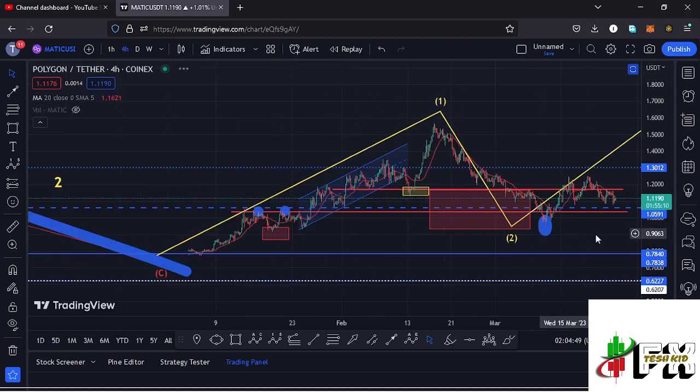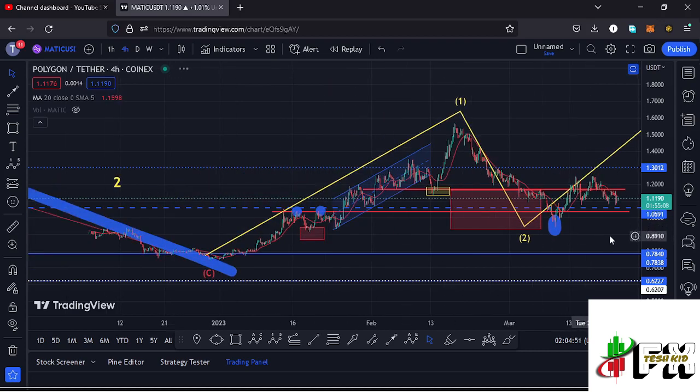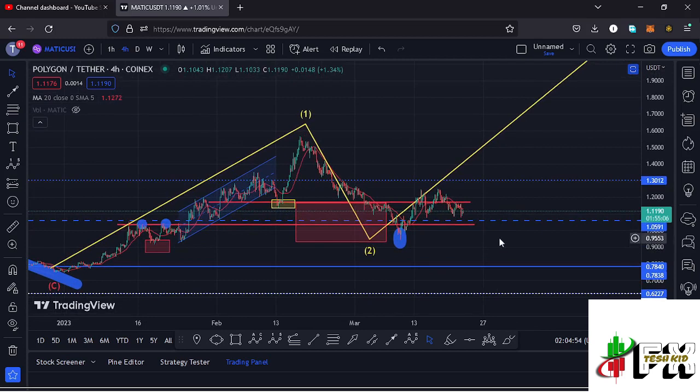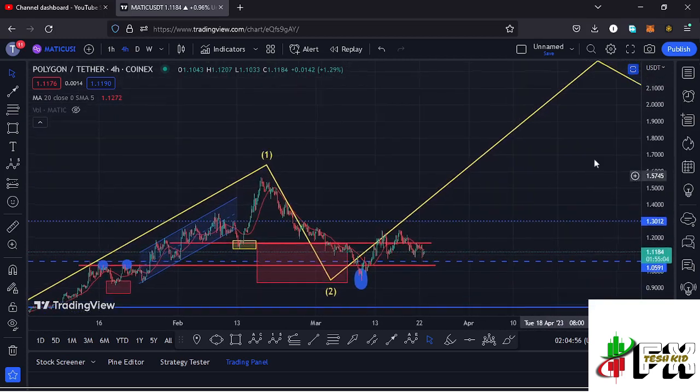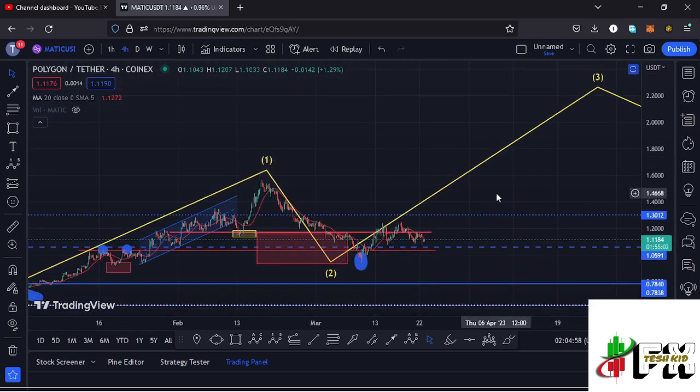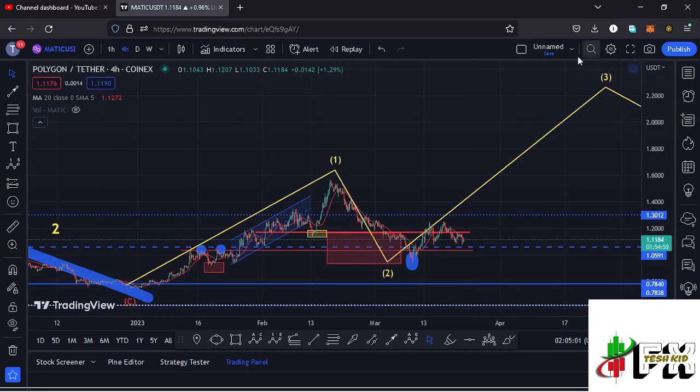And having managed to get into the minimum retracement area in the formation of that wave 2, I believe we have bottomed out in the formation of that wave 2, and whatever we are seeing at the moment is the start of a massive run up to the upside in the formation of this wave 3.